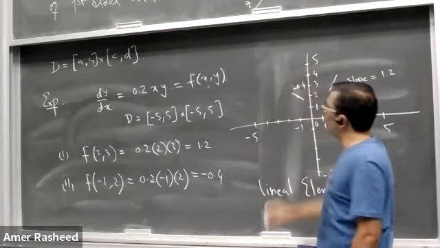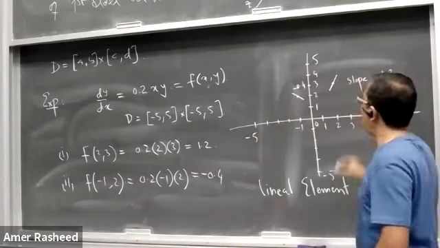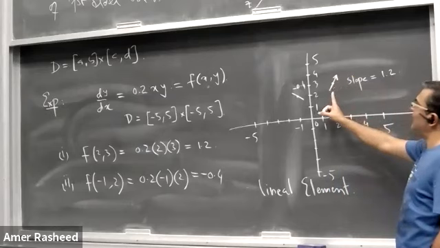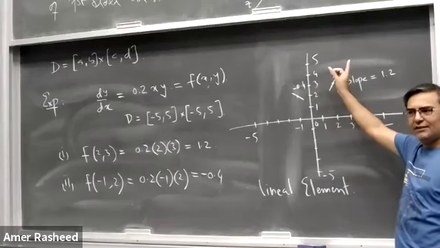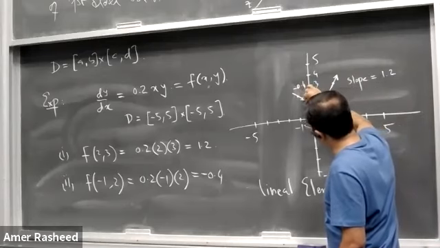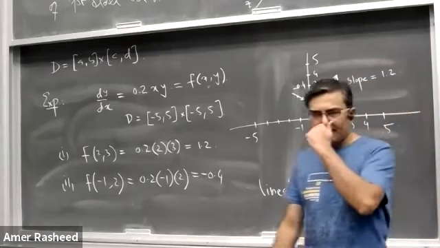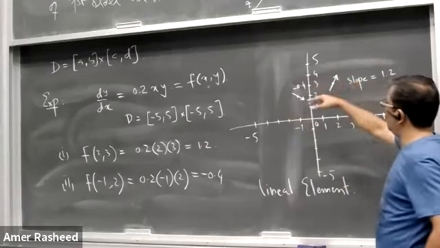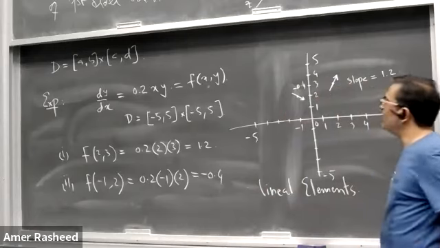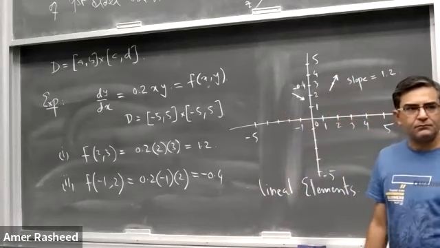In order to show whether the slope is negative or positive, you can add a small arrow here as well. An upward arrow shows that the slope is positive. Here you can put an arrow downward. This shows that the slope is negative. So these are called lineal elements. We can compute as many lineal elements as we want, but within the domain.